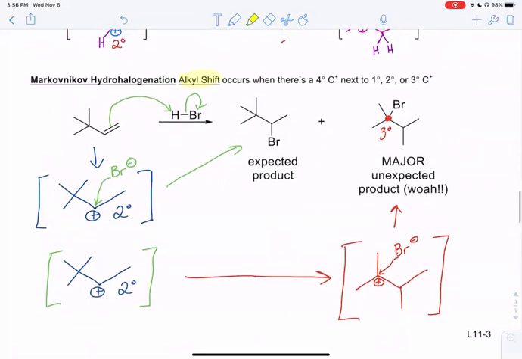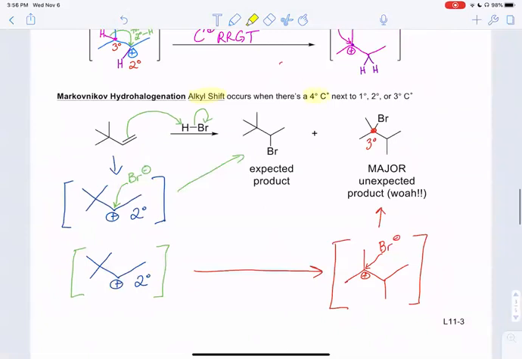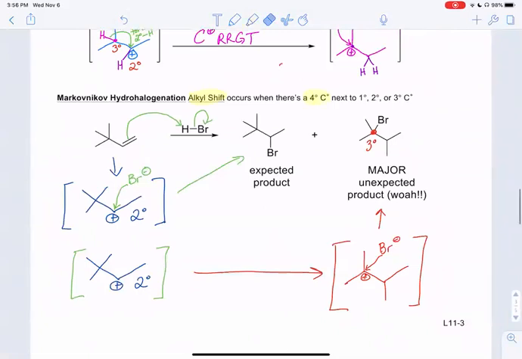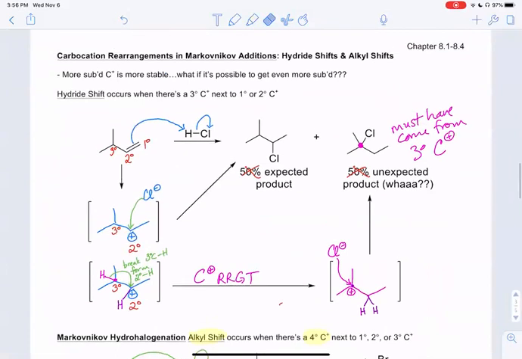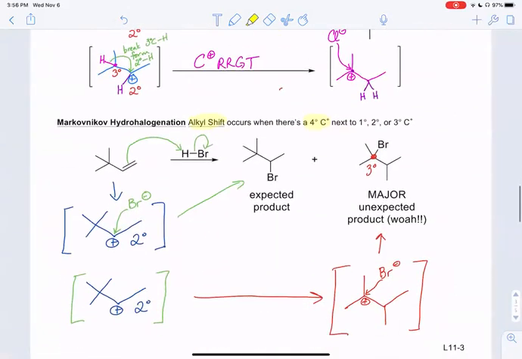The difference here between the alkyl shifts is that there's quaternary carbons involved. That's when you see an alkyl shift, as opposed to a hydride shift, which occurs when you have tertiary carbocations that are next to a primary or a secondary. Okay, so really if you see a quaternary carbon, meaning this carbon right here is attached to 4 other carbons, we call that quaternary. That may be like a flashing sign for alkyl shift.